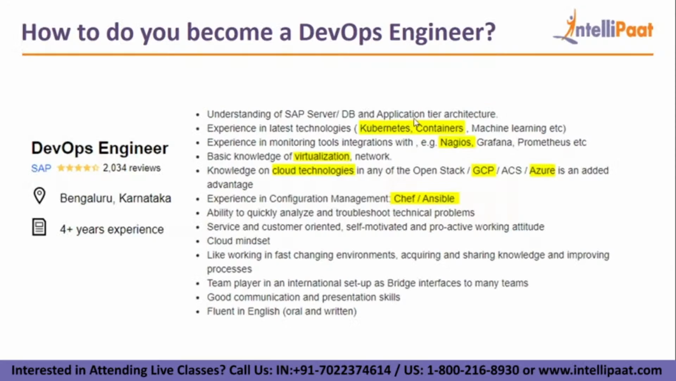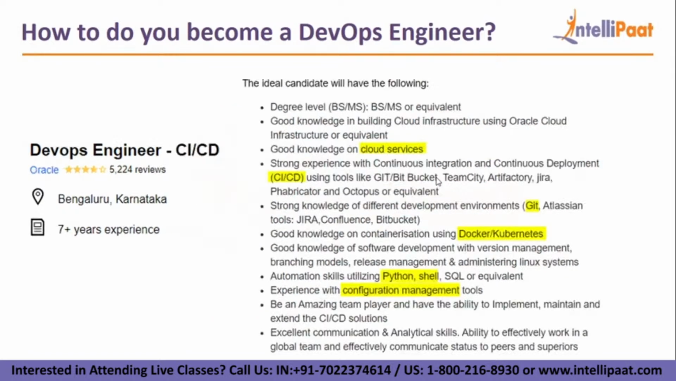Again, they need Kubernetes, containers, Nagios. Nagios is basically a monitoring tool. They need cloud providers, like knowledge of GCP, Azure. They also need Chef or Ansible. Okay, so these are some skills. Let's look at one more job profile. Let's talk about a company called Oracle. They expect you to know cloud, CI/CD, Git, Docker or Kubernetes, Python, configuration management.